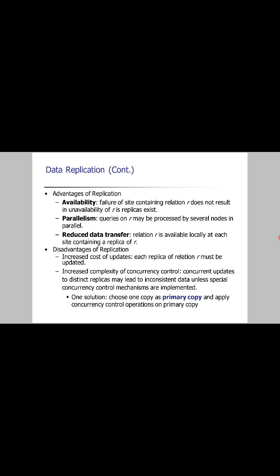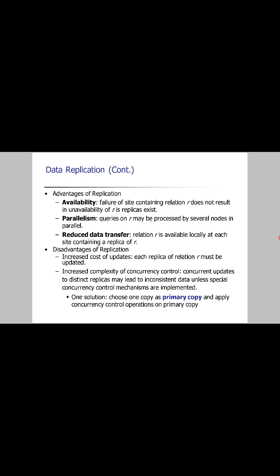The second one is parallelism. Queries on relation R may be processed by several nodes in parallel. What is parallelism? It means doing the same job in multiple ways, or at the same time. Different queries, or the same query, can be run by different sites at the same time.